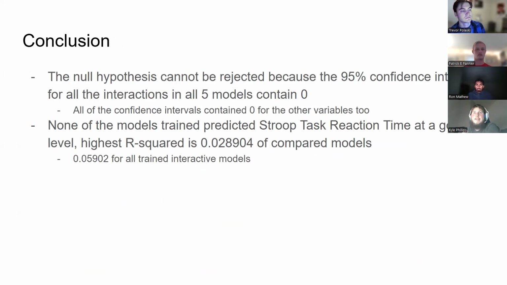My conclusion is that the null hypothesis cannot be rejected because all the confidence intervals for the interactions contain 0. In fact, all the confidence intervals for all the predictors include 0, and none of the models predicted reaction time well, with the highest R squared for the automatic selection being 0.02, and the highest for the models with interaction 0.05.